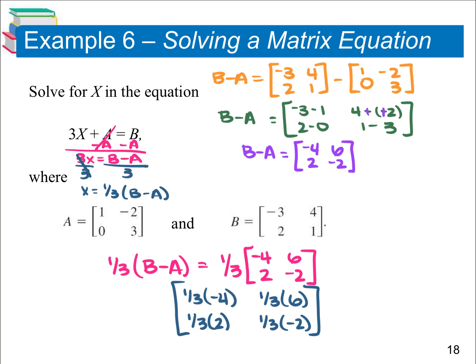This then simplifies to give us negative 4/3, 2, 2/3, and negative 2/3.